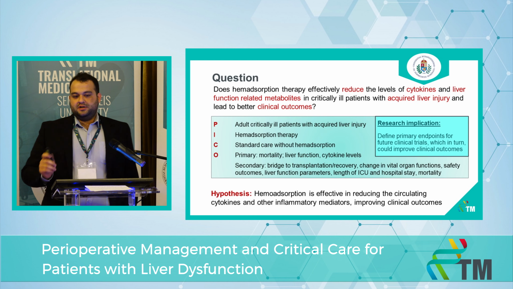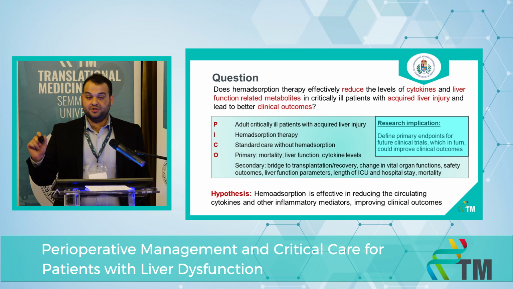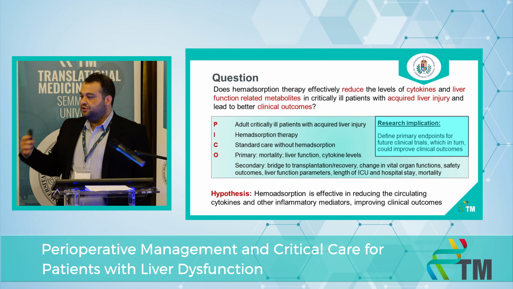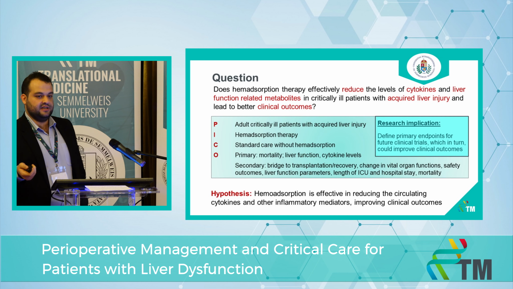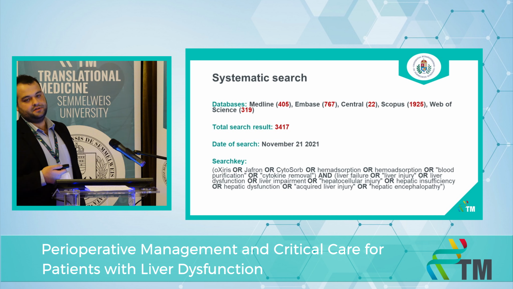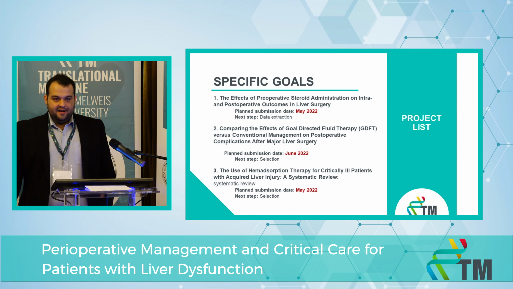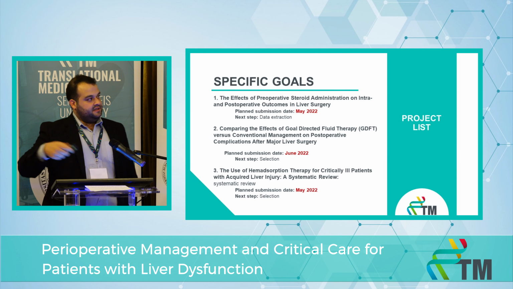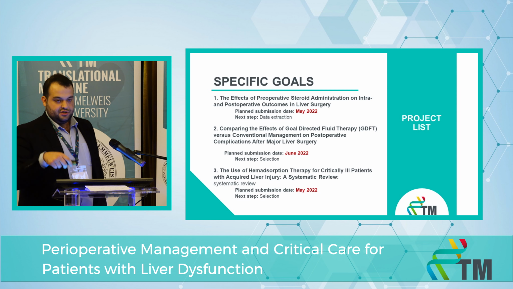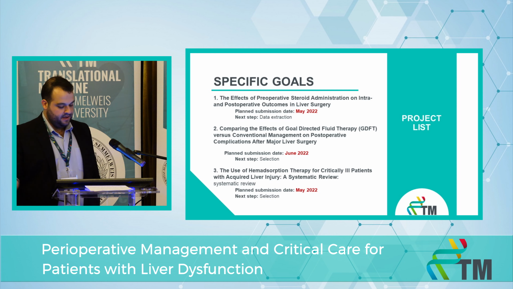The implications of our study would be to finally define primary endpoints for future clinical trials, which in turn could turn into improvement in clinical outcomes. Again, 5 databases, systematic search, 3,417 results. As you can see, these are the 3 studies that I have just mentioned, and hopefully we will be able to submit all of them by next spring.